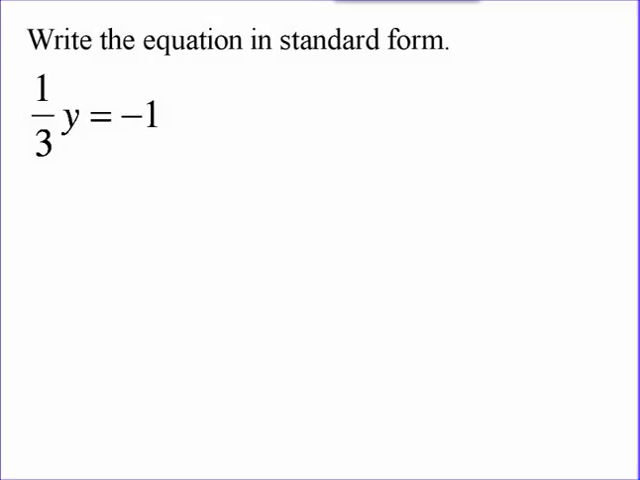So I'm going to multiply by what? 3/1. So I'm going to multiply both sides by 3. Whatever you do on the left, you got to do on the right. So when I multiply that by 3, what does that become on the left? Y, yep, equals? -3. Now that is in standard form.